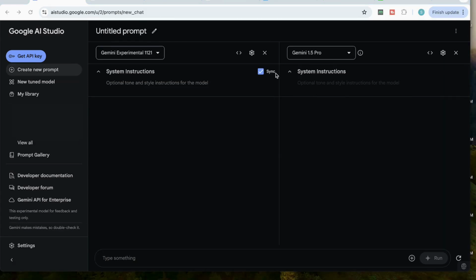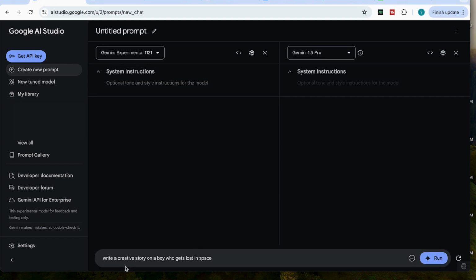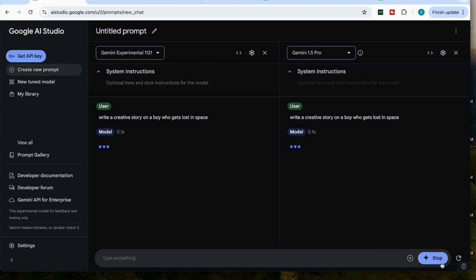So for the next prompt, we're going to be looking at whether there has been improvement in its creative writing, which, as we saw on the leaderboard, is now ranked number one. So I'm just going to add a simple prompt here that says, write a creative story on a boy who gets lost in space. And again, I'm going to be comparing it with the Gemini 1.5 Pro model.